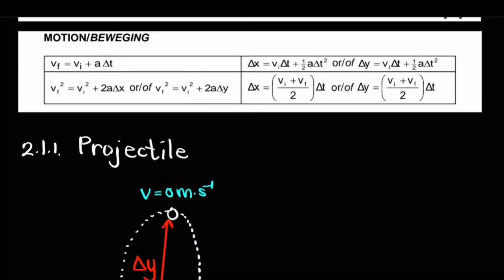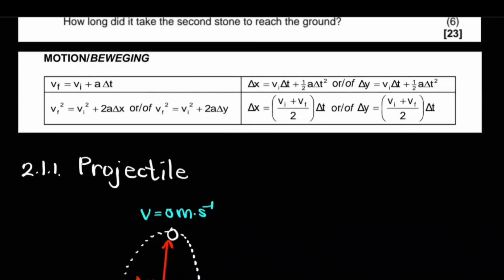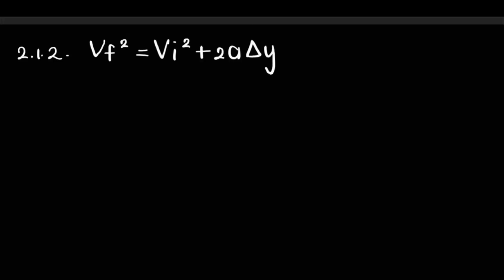Looking at our formulas, these are the formulas from your formula sheet, and the formula that is the most appropriate here is the second one: VF squared is equal to VI squared plus 2A delta Y. The formulas usually come with delta x as displacement, but we change it to delta y since we are working in the vertical direction. So here is our formula.